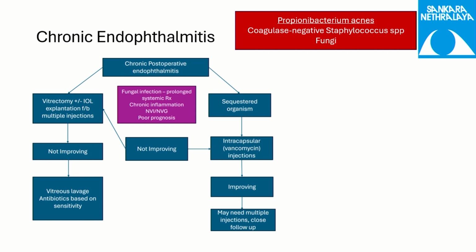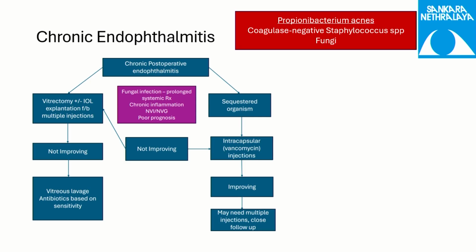Of course, I don't have experience, but it needs multiple injections, and mostly it is reserved for patients who have very good visual acuity, and the vitreous cavity is not involved much. And vitrectomy with plus minus IOL explantation followed by multiple injections again needs a lot of counseling. And in fungal infection, we need prolonged systemic treatment, just like sir mentioned, because most are fungistatic. And we have to remember that all chronic endophthalmitis is associated with chronic inflammation, which itself can cause NVI, NVG, and generally poor prognosis.